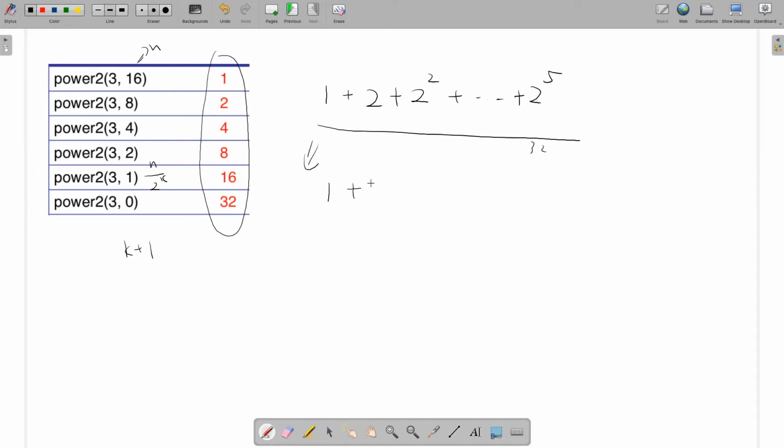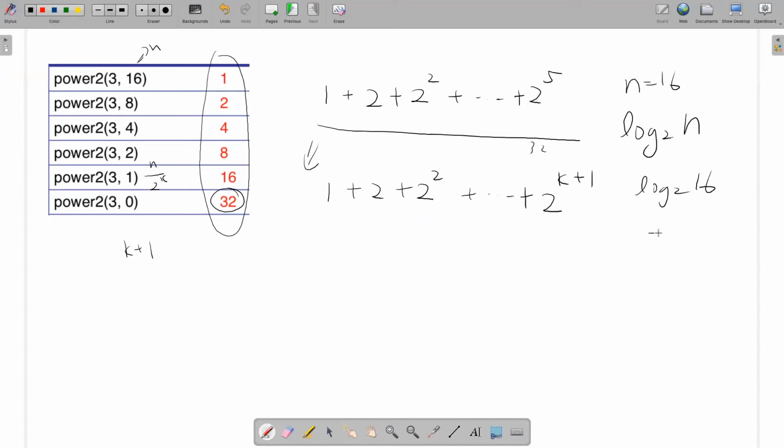All right, which means that if you want to write it out, the generalization basically says that it's going to be 1 plus 2 plus 2 to a power of 2. And the last term should be 2 to a power of k plus 1, right? This is actually how you derive F32. Okay, if you want double confirmation, over here your n equals 16. So if you calculate log 2 n, which is log 2 of 16, this is actually 4, right? And then the last term, k plus 1, is indeed 2 to a power of 5, which is 32.